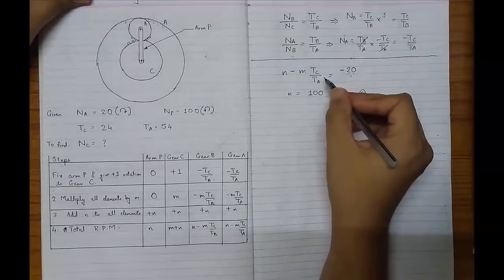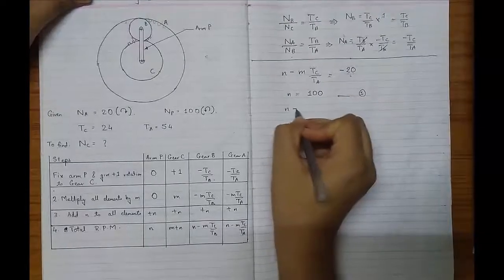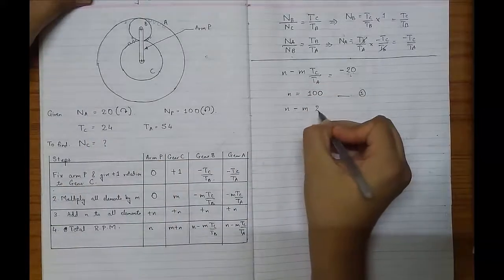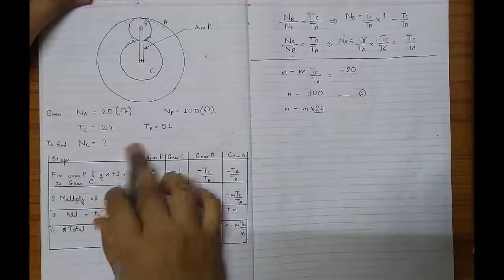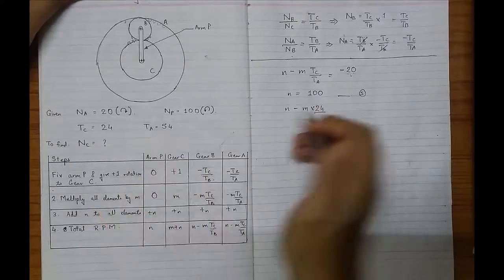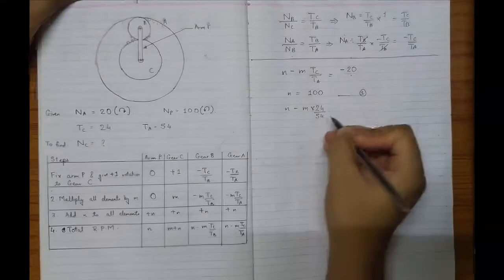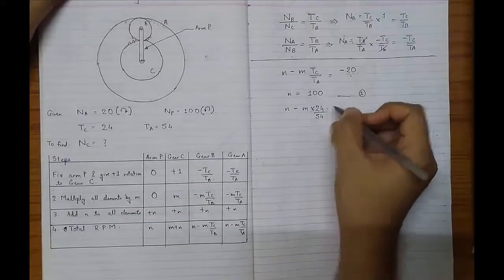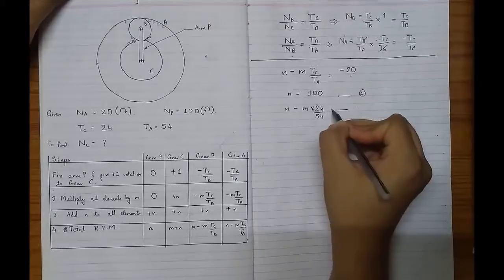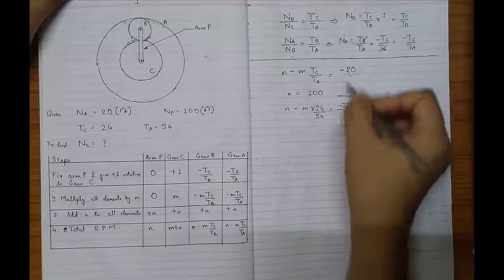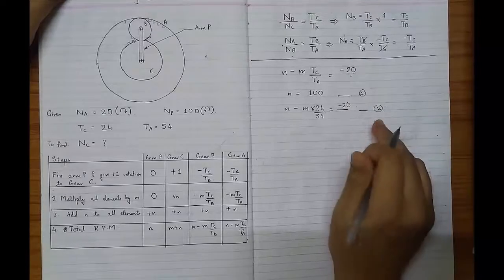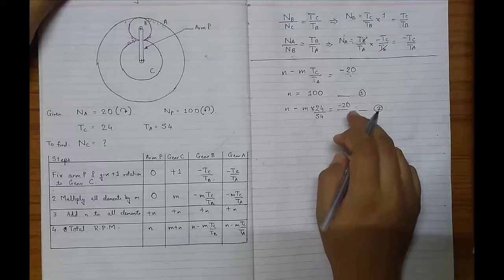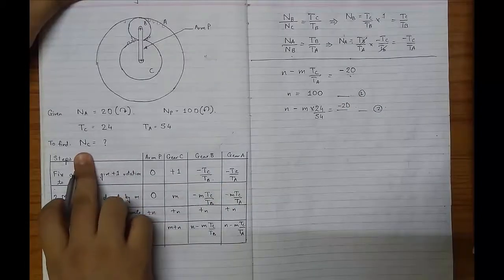Simplifying equation number 2, what are we going to get? N minus M into TC. Number of teeth on C is 24. And what is the number of teeth on A? Number of teeth on A is 54. Okay, so substituting these values, this will be equal to minus 20. This will be your equation number 2. Okay, so using these two equations, we can find out the RPM of gear C.